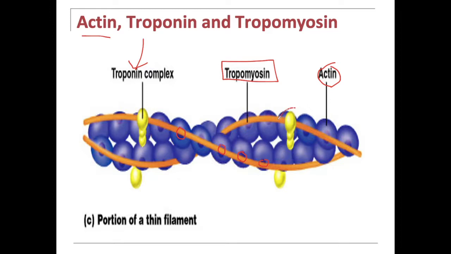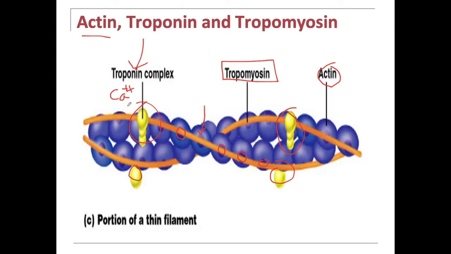Now, if something came along, like a staple remover, and removed the staples, then tropomyosin has the freedom of rotating or shifting or moving. And when it shifts, these binding sites become exposed. Well, what is that staple remover? That staple remover is calcium. That's really important. The staple remover is calcium.